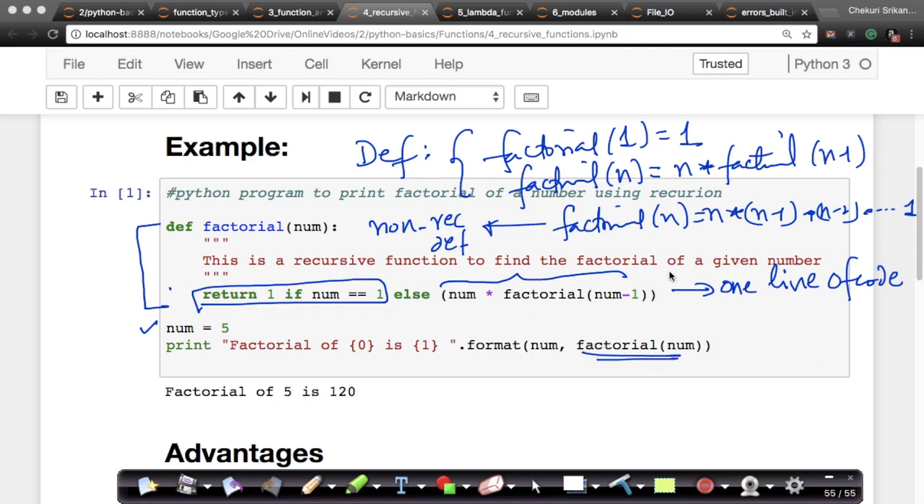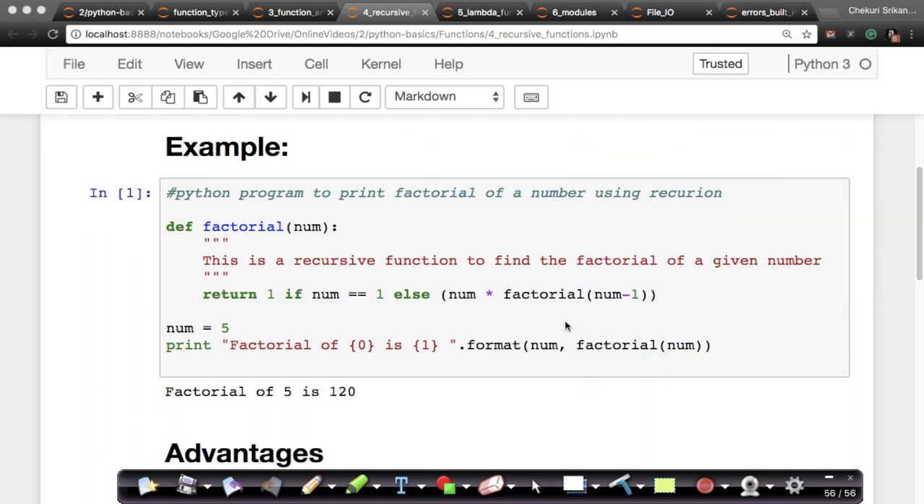Now, let's understand what's happening internally. This is very important. What happens when you call this function? The flow of the program is very important. When I call factorial of 5, it goes here. It says return 1 if num equals 1. No. So it says return num multiplied by factorial of num minus 1. To compute this multiplication, it now has to compute factorial of num minus 1.